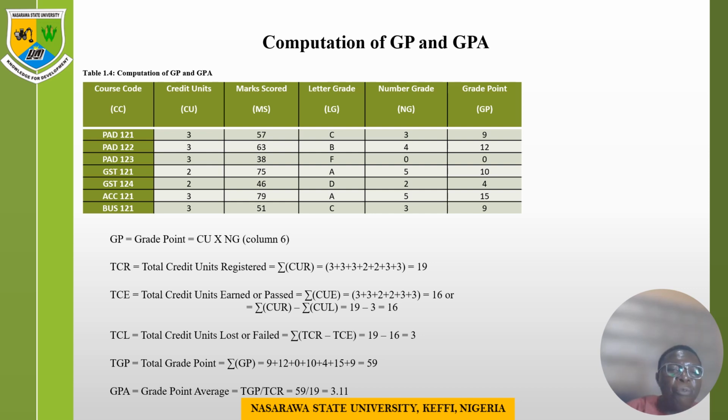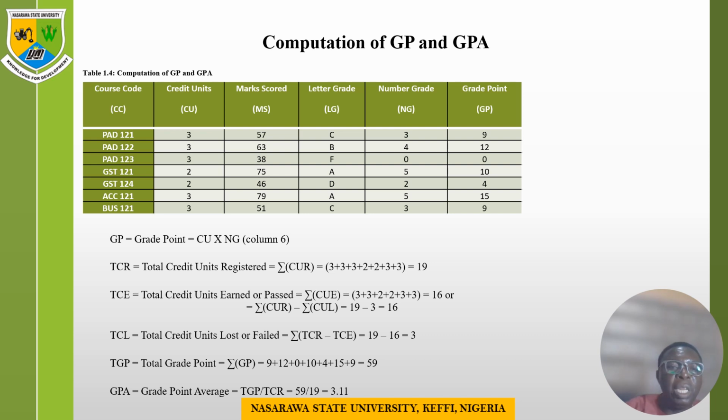So if you pick each of them, from our previous lesson, we discovered that GP is the grade point, which is equal to credit unit times number grade. So if you take TCR, the total credit unit registered, you add all the credit units and you also add all the quality points. They are already there. So the quality point is what we call the number grade. So pick each number grade, multiply by the credit unit, and it will give you the grade point.